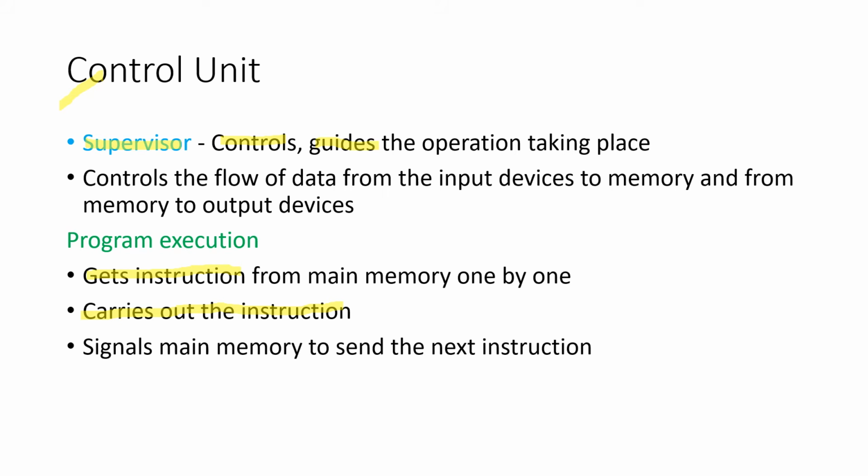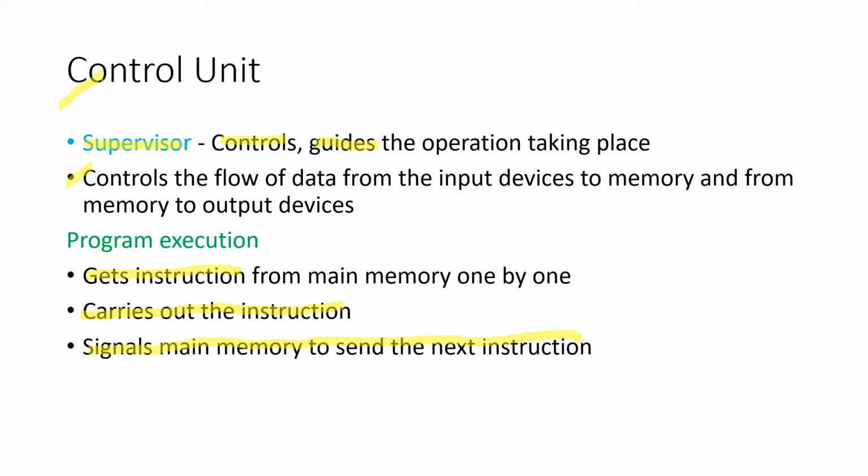After it is done with one instruction, it sends a signal to the memory asking for the next instruction in the sequence. The control unit is also responsible for controlling the flow of data from the input device to the memory and from the memory to the output device. For this we can look at an example. If the addition of two numbers, for example 2 and 3, has to be done, then through the input unit the numbers 2 and 3 and the addition operation are entered and this information is stored in the memory.